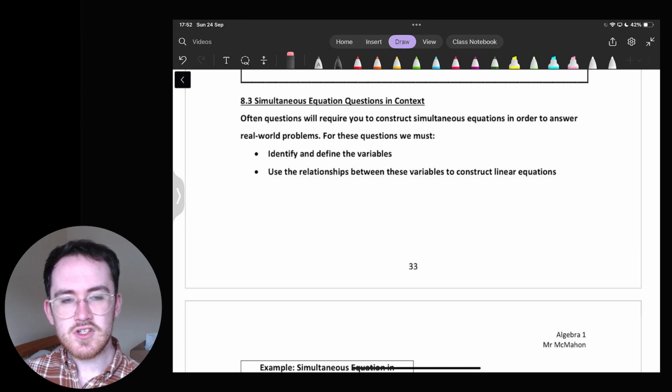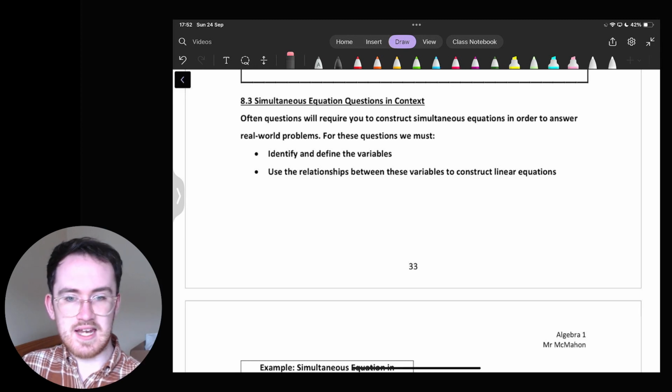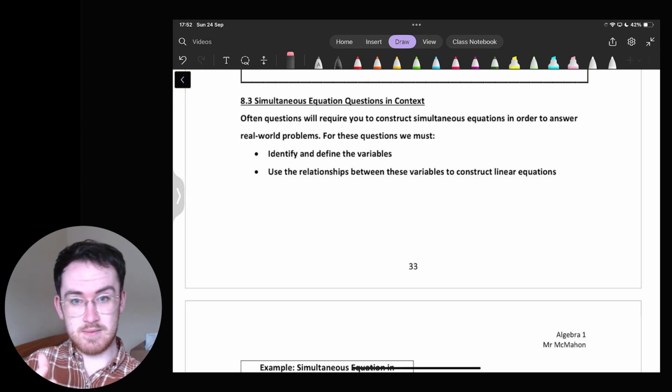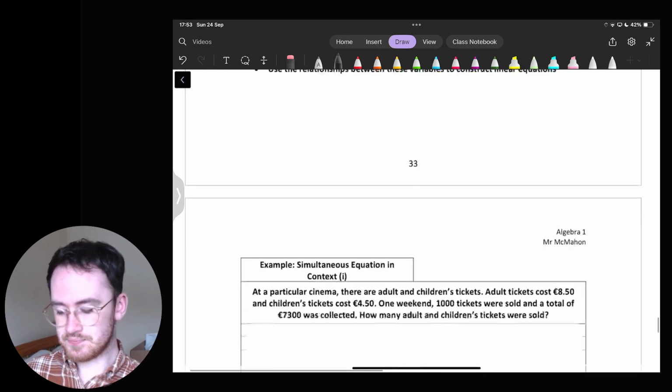So the main thing with these questions, and with any kind of word problems, is we have to identify and define the variables. So we look at the question and see what the unknown is, and can we give that a name? We just give it a letter, nothing fancy, we keep it simple, and then we use the relationships to construct some linear equations. Depending on how many variables we have, that gives us a hint on how we can solve the equations. If we have a word problem where there are two things we don't know, that might be a signal to us that we have to use a simultaneous equation. That's the idea here.